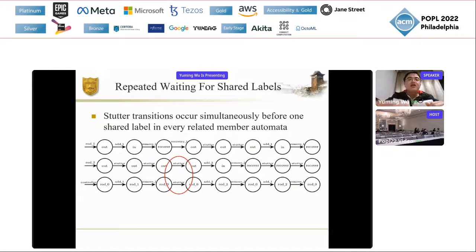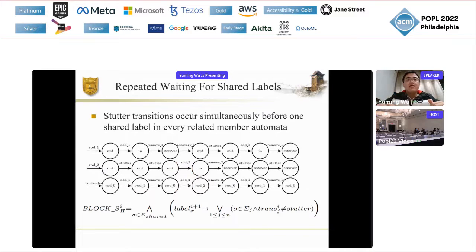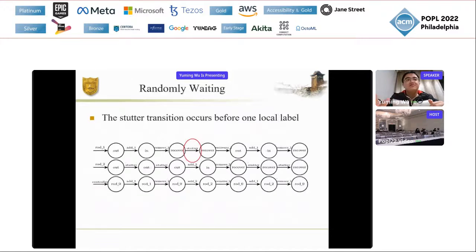We set up the second blocking rule to avoid such redundant paths. It requires that for any shared label of CLHA, all member automata with this specific shared label are not allowed to enable the stutter transition simultaneously. To satisfy this rule, the path should delete these stutters too.